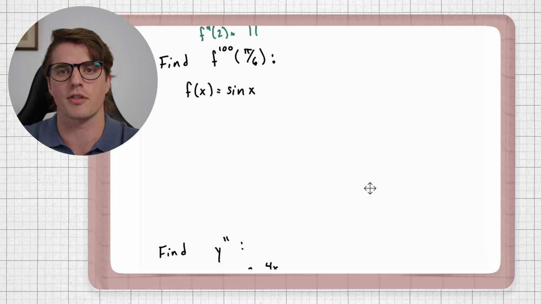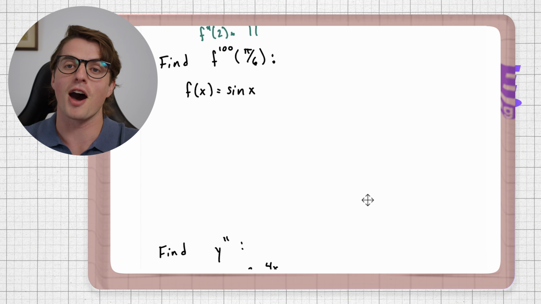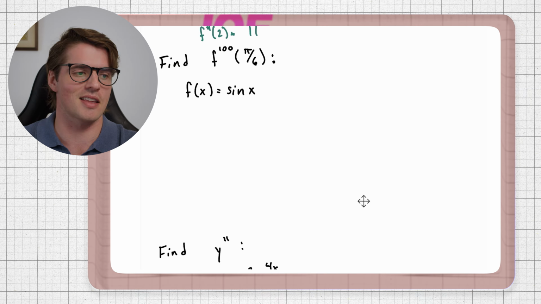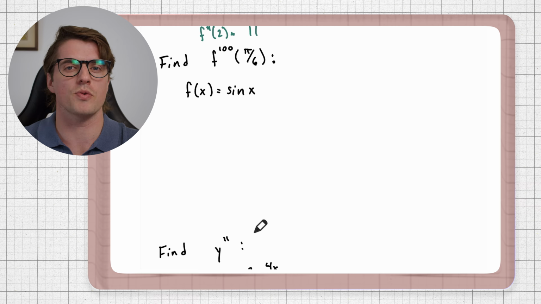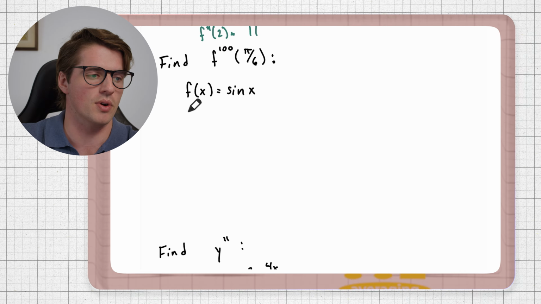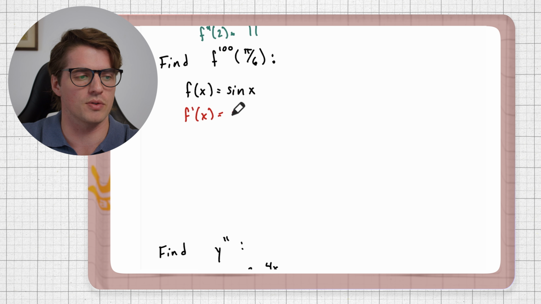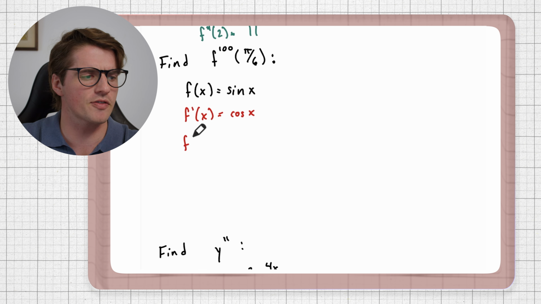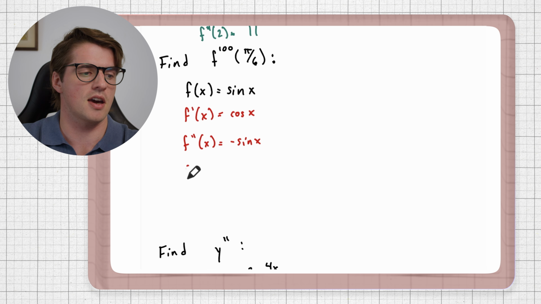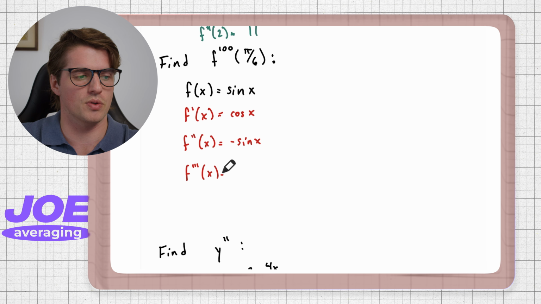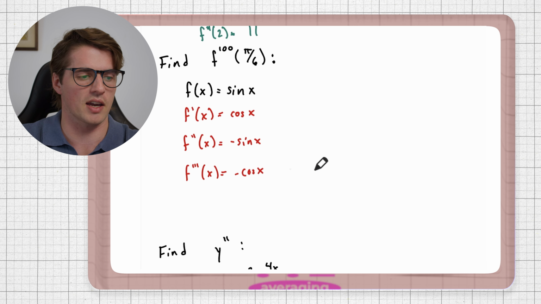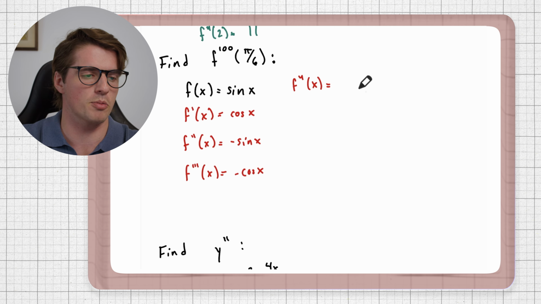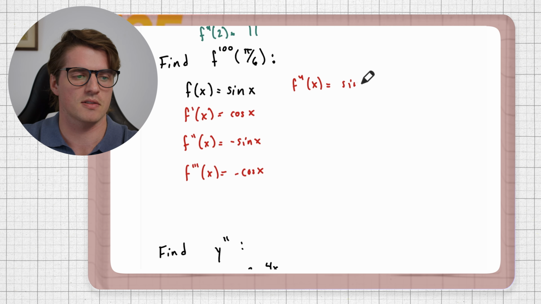So our fourth derivative of this function, we would get 11. Now let's take the 100th derivative of sine of x. Now, we're not going to do that. That's crazy. That would take forever. However, this is a problem where we could find a pattern. So we have f prime of x is equal to cosine of x. f double prime is equal to negative sine of x. f triple prime is equal to negative cosine of x. And f4, fourth derivative, fourth prime, would be sine of x.